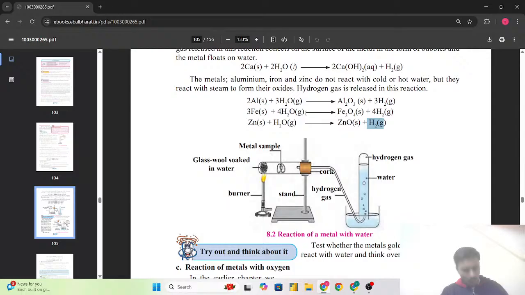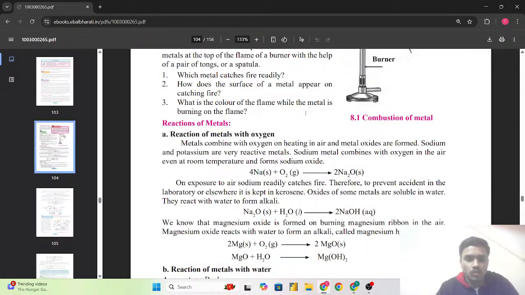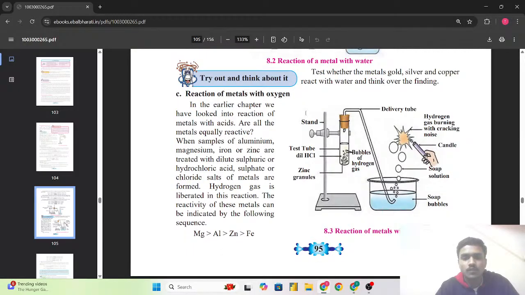Next is the reaction of the metals with oxygen. As we have seen, the reaction of metals with oxygen is again given here. In the earlier chapter we looked into the reaction of the metals with the acids.